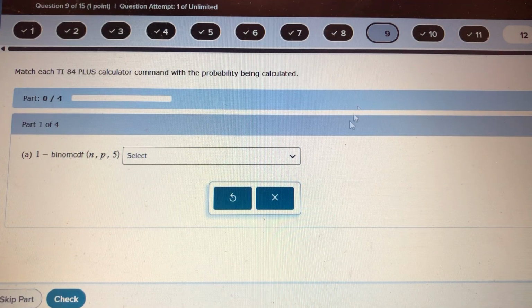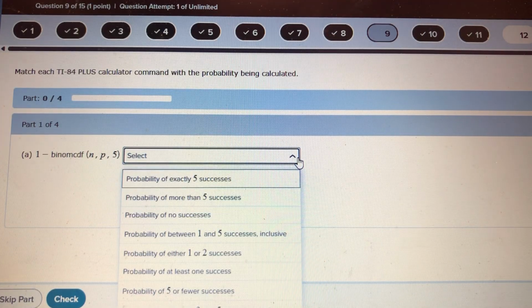So let me go back to 9 now. Here's where they have you, these are the calculator shortcuts. If you get a 1 minus binom CDF, that's actually going 1 higher than that. It's doing 6 and up. This is doing 6 and up, or more than 5, probability of more than 5, because it's actually 6 and up.